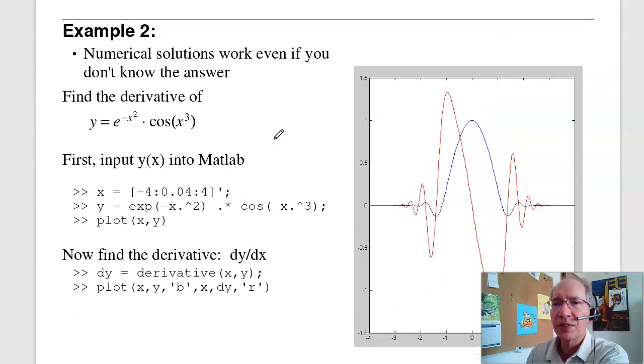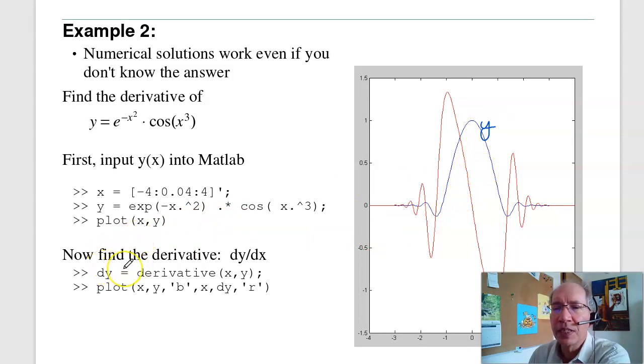Let's take another example. Let's take y is e to the minus x squared cosine of x cubed. Find the derivative. Well, even if you've had calculus 1, this is kind of a tough one to solve. That's the beauty of numerical methods. Once I get my function derivative, I don't really care whether I can do it by hand or not. It's the same algorithm. So let's find this using numerical methods. Let's have x go between minus 4 and plus 4, steps of 0.04. Y is e to the minus x squared cosine of x cubed. Plot x versus y. And so this is your function y.